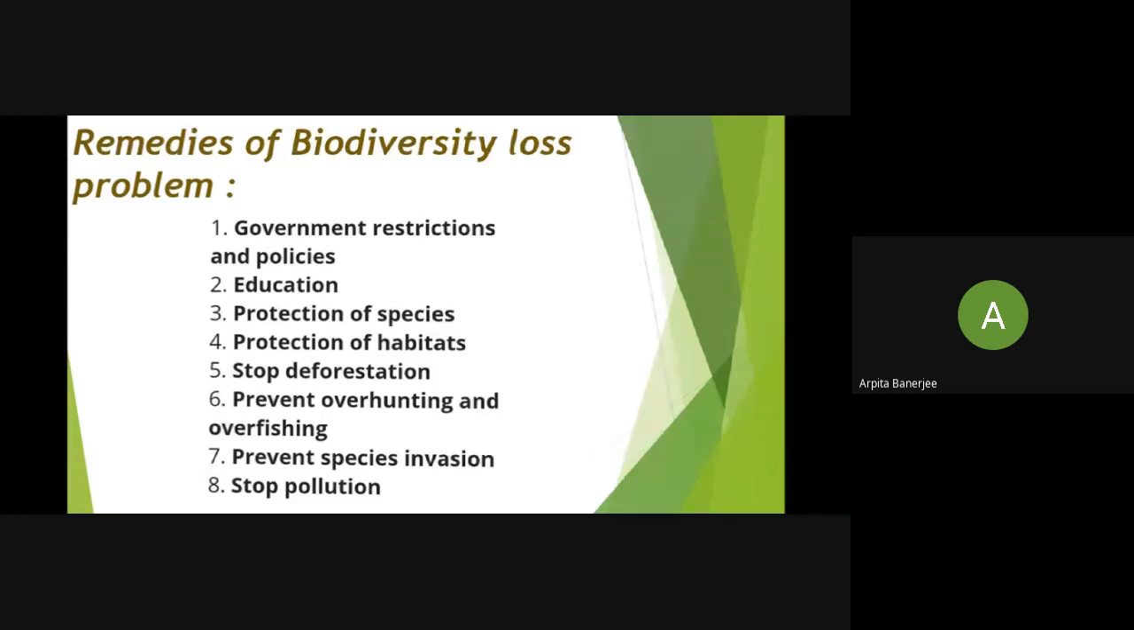Sixth, prevent overhunting and overfishing. Seventh, prevent species invasion. And eighth, last, stop pollution. Pollution is the major problem for loss of biodiversity that should be prevented to stop losing biodiversity. It is our duty.